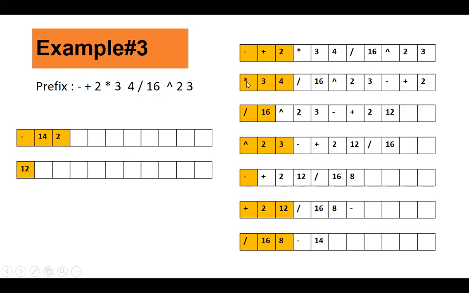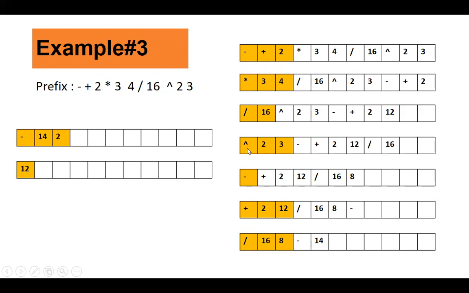Next, now front is pointing here. So this is an operator followed by two operands. So what you'll do, delete the operator, delete operand 1, delete operand 2, carry out the operation, that is 3 into 4, and insert the result back into the queue, that is 12. Fine. Now front is pointing here. Right. So again, this is an operator, but it is not followed by two operands. So delete it, insert it at the rear. Now what you read is 16, that is an operand. So again, delete it, insert it at the rear.